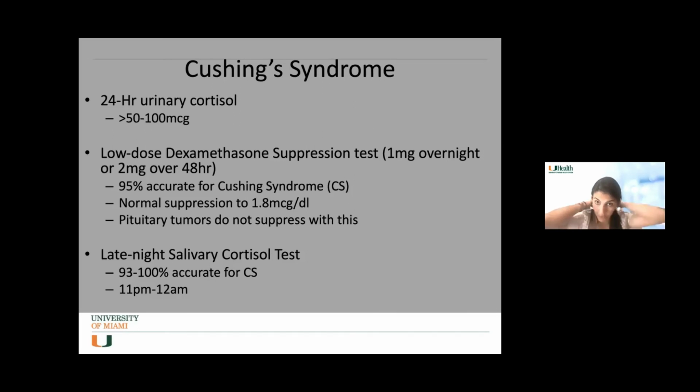So how do we diagnose Cushing syndrome? You can do a 24-hour urinary cortisol, or a low-dose dexamethasone suppression test, and that could be either 1 milligram or 2 milligrams over 2 days. Pretty good accuracy for Cushing syndrome. And that normally leads to suppression of cortisol to below 1.8 micrograms. The difference here is that pituitary tumors are not going to suppress with this, right? And then you have the late night salivary cortisol test, which is actually very accurate for Cushing syndrome. It's pretty specific there.